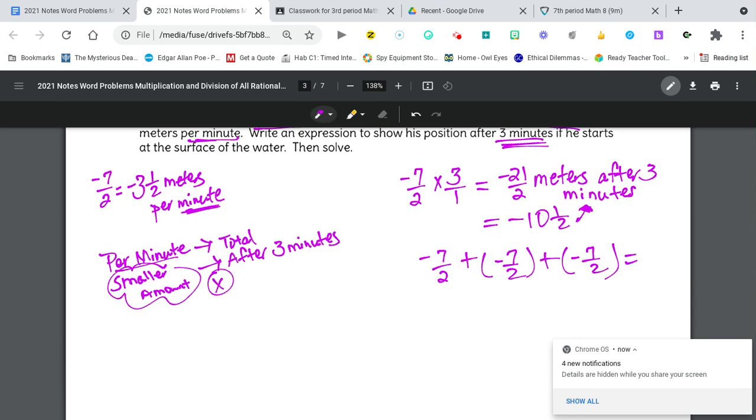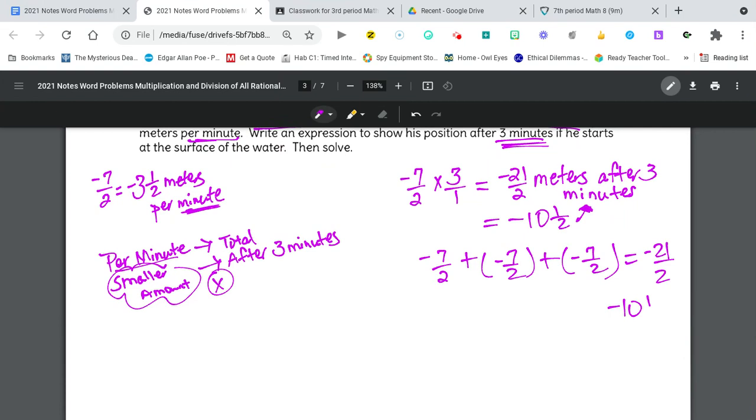But here, if you add these up, you're still going to get negative 21/2, which is still negative 10.5 meters. Okay? I don't care which one. You can do it this way or you can do it this way. It doesn't matter to me.